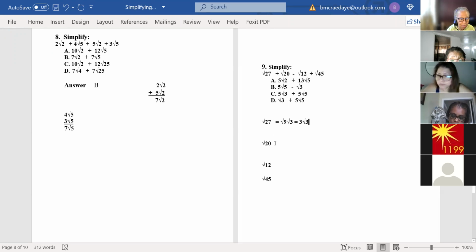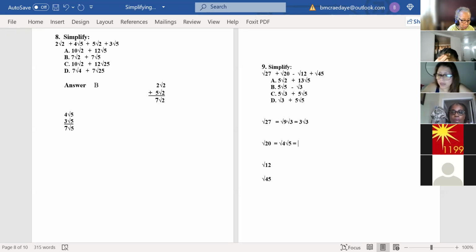Anybody want to do the square root of 20? Vanessa? Yes, Miss Barbara. You want to do the square root of 20? Yes. Okay, what is that? The two factors are 5 and 4. That's right. So that's going to be the square root of 4 times the square root of 5. And what's the square root of 4, Vanessa?